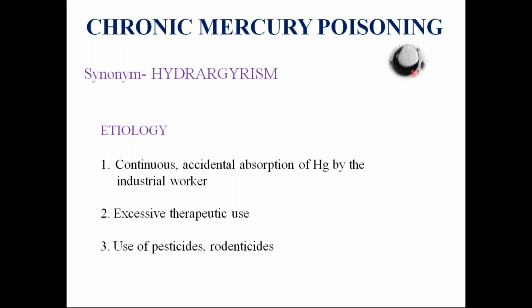So what are the etiologies? There is continuous accidental absorption of mercury by industrial workers. So in any chronic poisoning, mostly the industrial workers are affected, mostly in metallic poisons. Then another reason is excessive therapeutic uses. We have known that it is used in medicines, dental amalgams and antiseptics, so when these are excessively used, it can cause poisoning. And then use of pesticides and rodenticides is also one of the reasons. So chronic mercury poisoning, otherwise called hydrargyrism, is seen in industrial workers.